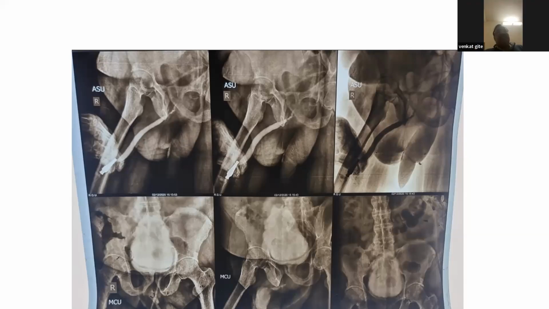So if you want to assess the spongiofibrosis, the best way of doing the assessment is sonourethrography. But it is not routinely done. If it is done at your place, you definitely tell it in the exam. If it is not done, then no issue.